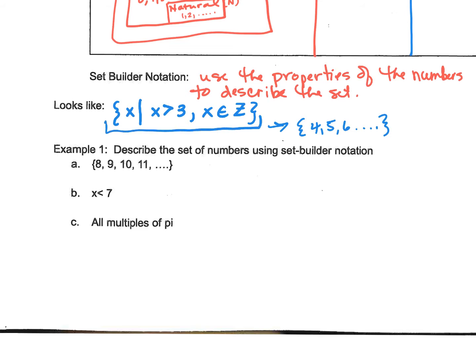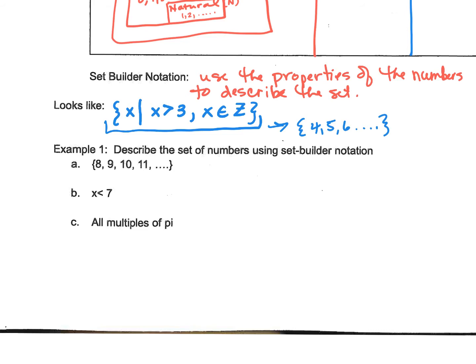You define the variable, you put a line, that line means such that, you define what the interval is, and then you tell which set of numbers, because this would be a different answer if I put X was a real number, or if X was only irrational numbers. Then I'd have to find all the irrational numbers bigger than 3, wouldn't I? So it would be different depending on which set you're dealing with.